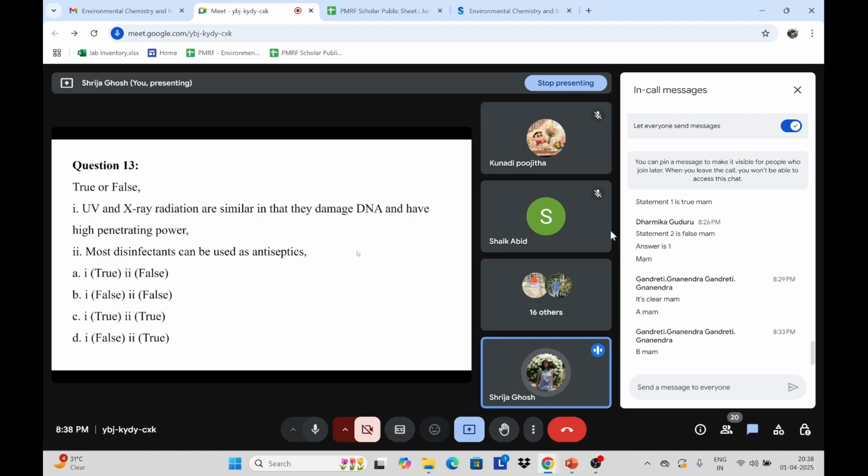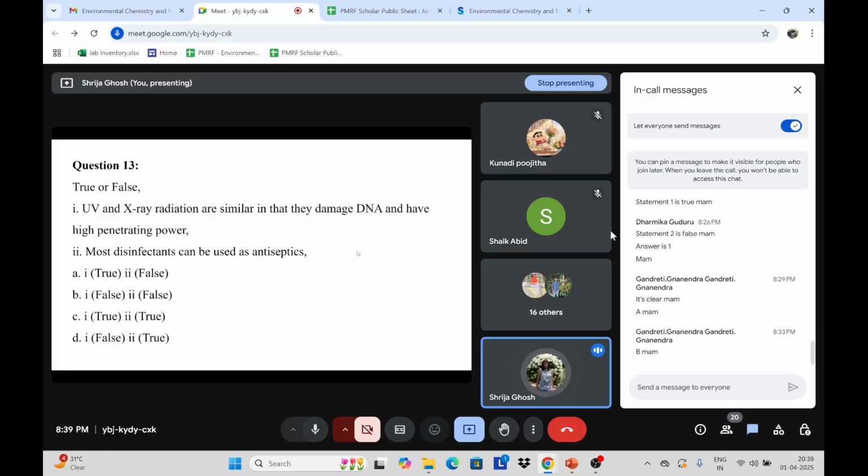Okay, we have another true or false question. Two statements are there again. The first statement is UV and X-ray radiations are similar in that they damage DNA and have high penetrating power. The second statement is most disinfectants can be used as antiseptics. Tell me, what do you think about these statements, whether they are true or false?